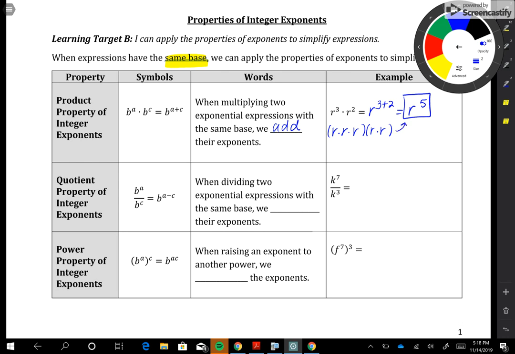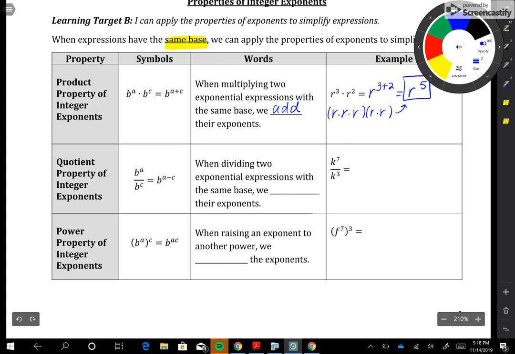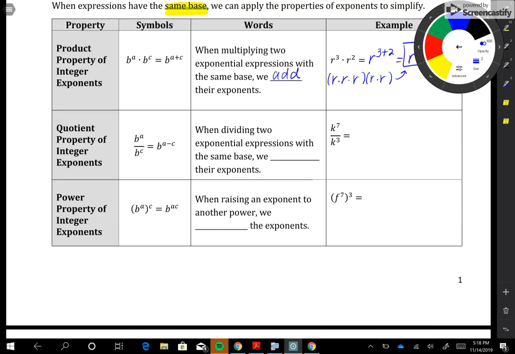The next one is the quotient property of integer exponents. When we're taking b to the a and dividing it by b to the c, we end up with b to the a minus c. So in dividing two exponential expressions with the same base, we subtract their exponents. In this example, I have k to the 7th over k cubed. The exponent on top comes first, so that'd be k to the 7 minus 3, and so that is k to the 4th.